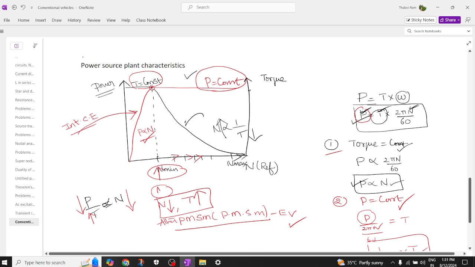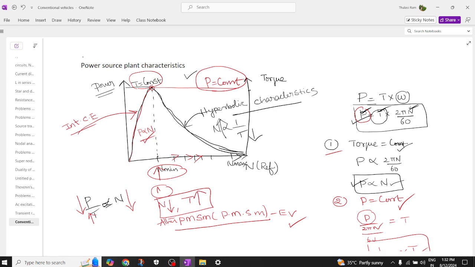So I can say these characteristics are nothing but hyperbolic characteristics. Our IC engine is going to exhibit these two characteristics. When you join these two characteristics, these are the characteristics exhibited by our internal combustion engine.